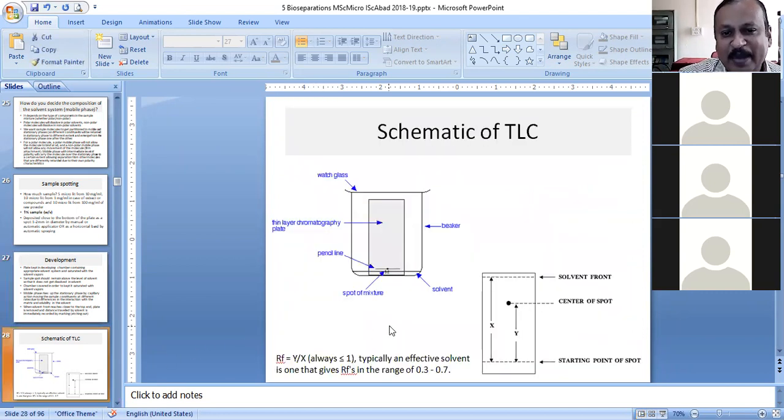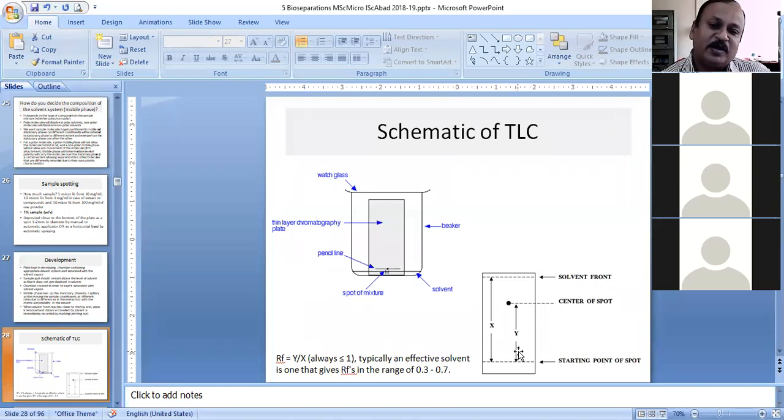Okay, then this is the schematic representation of a TLC plate. I think I need not go into this because we have already understood. Just take a look at figure number 2, which shows that sample X has moved a particular distance and sample Y has also moved a particular distance. Then you have to calculate the distance from the start, that is the line where you have put the sample, to the center of the spot.